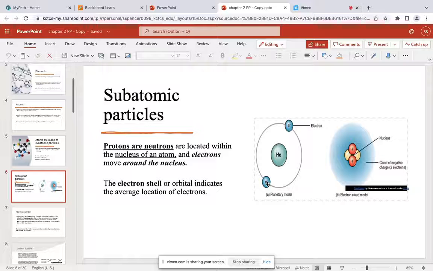So if I were to tell you that helium had 2 protons, that would mean it had 2 electrons as well, because remember, electrons are negatively charged. So in order to make the element neutral, you would need 2 electrons to match its 2 protons. But again, we'll touch on that here in a bit. So really for our purposes on this slide, knowing that protons and neutrons are located within the nucleus, and electrons move around the shell.